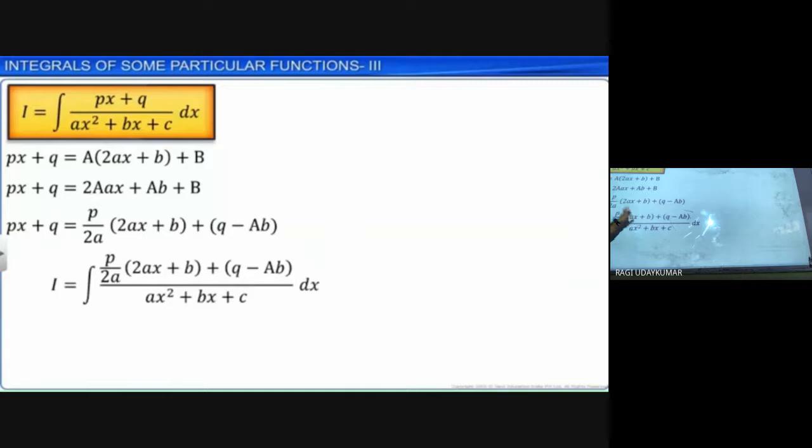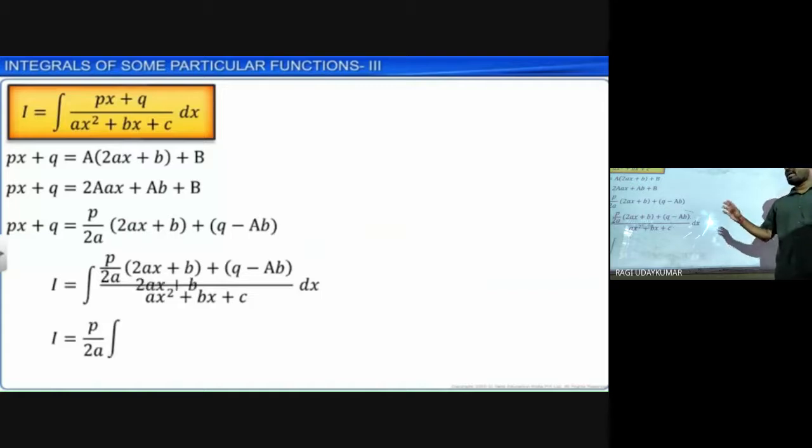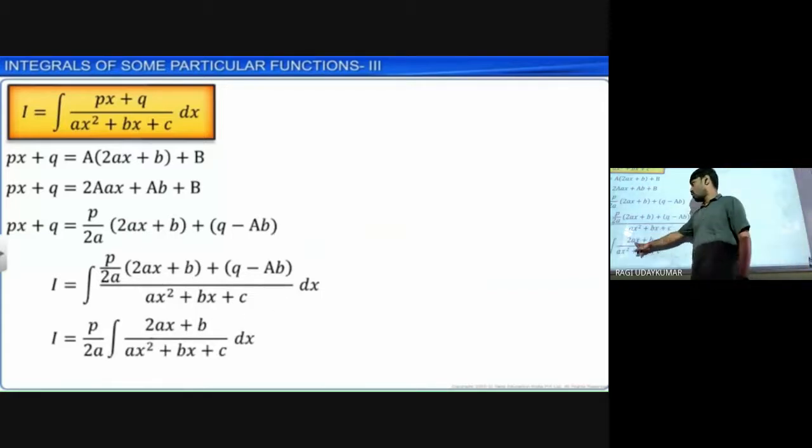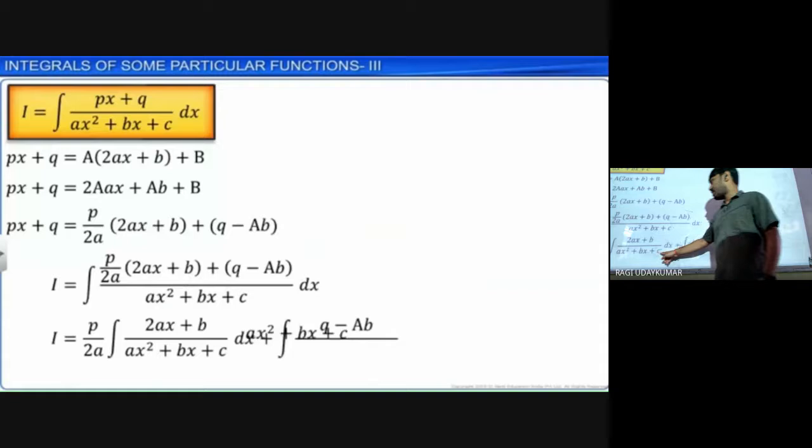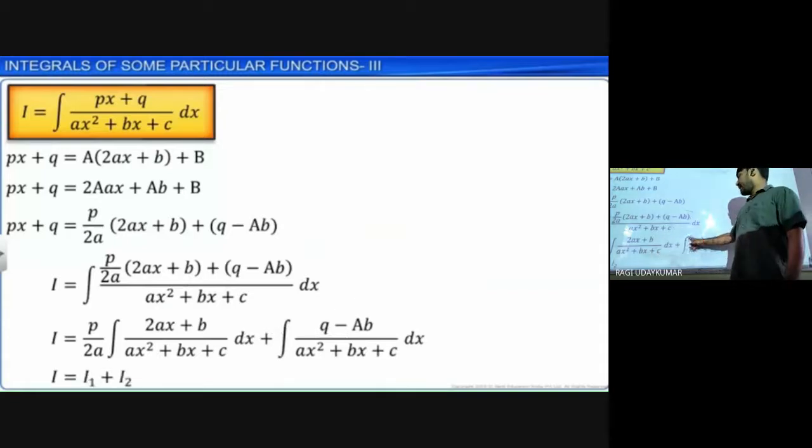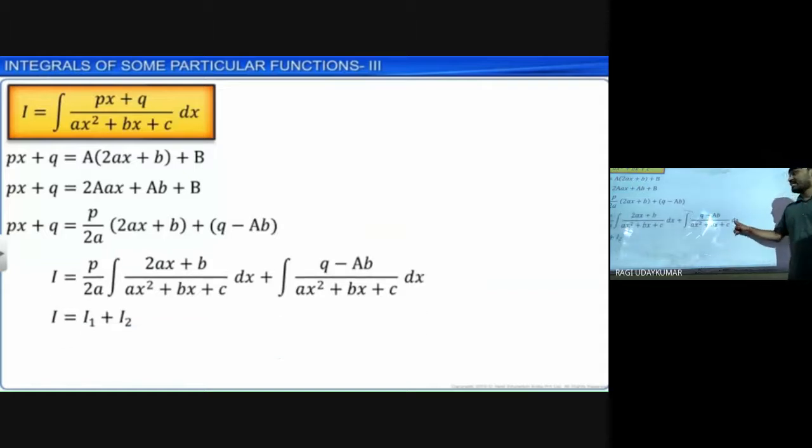That is the differentiation of the denominator. Now we are going to split this one. The px plus q is written as the numerator like this, with the denominator ax square plus bx plus c as it is. Now you have to split this: p by 2a is a constant, times integration of (2ax plus b) by (ax square plus bx plus c) dx, and integration of (q minus ab) by (ax square plus bx plus c) dx.